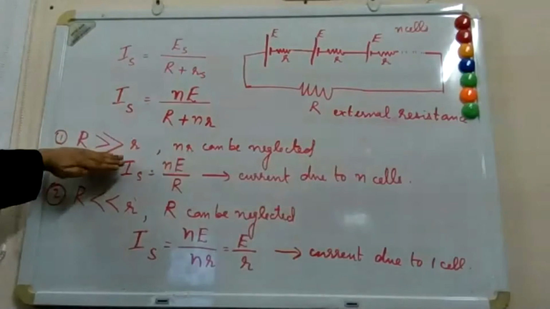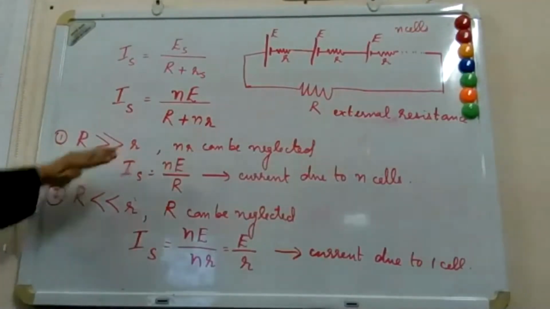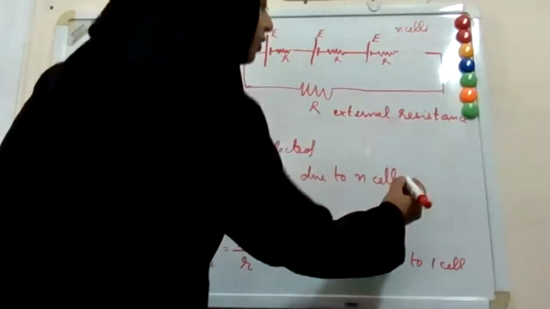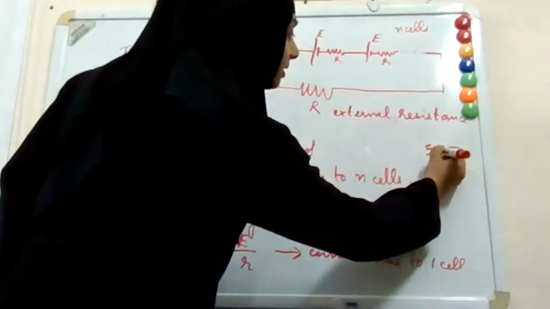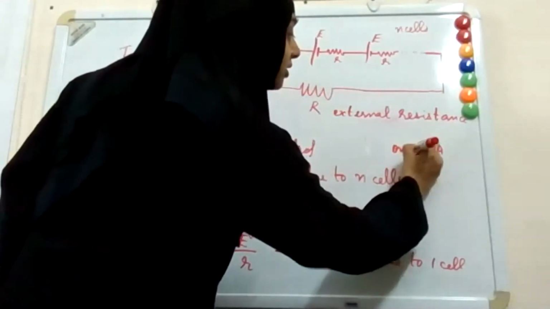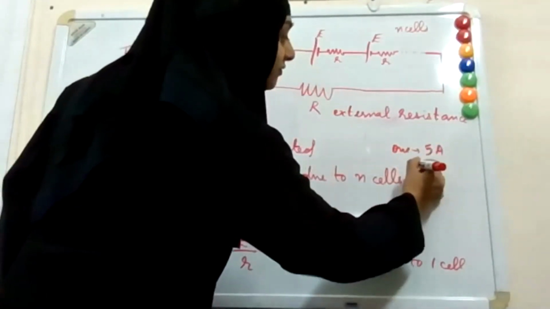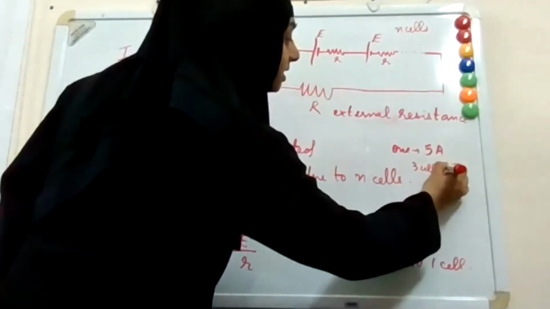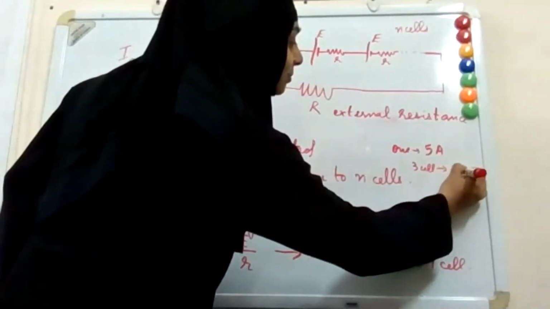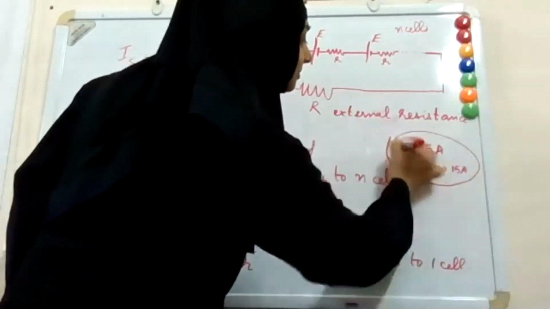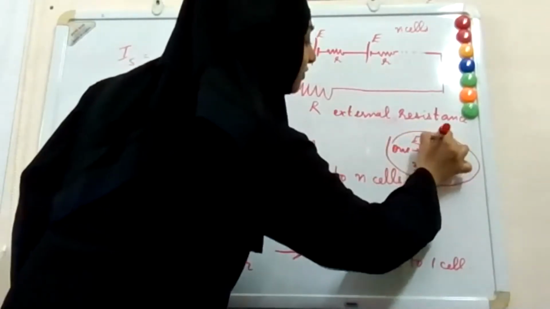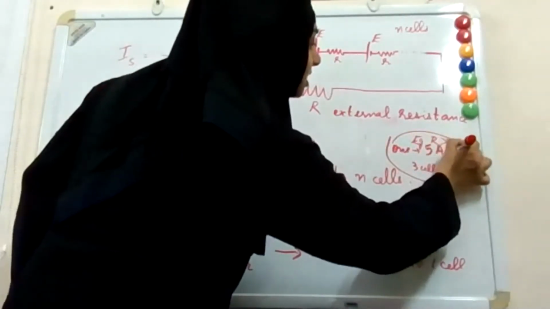Okay. If the external resistance is very large, suppose one cell can provide 5 ampere. Then if there are 3 cells, how many? It will be 15 ampere. If R is very much greater than small r.